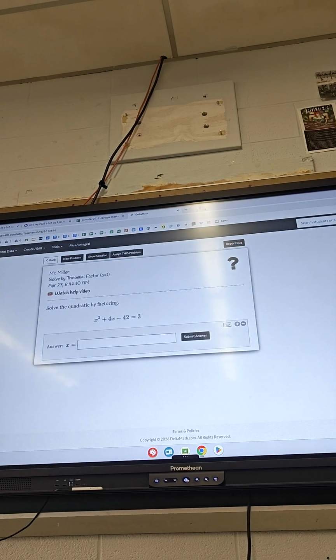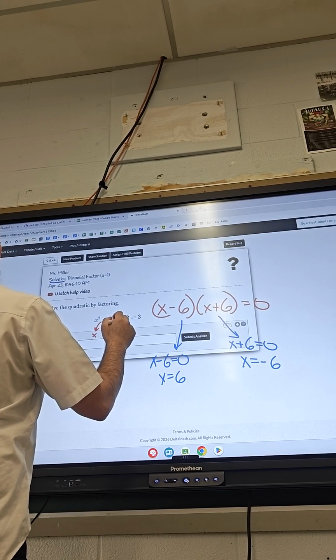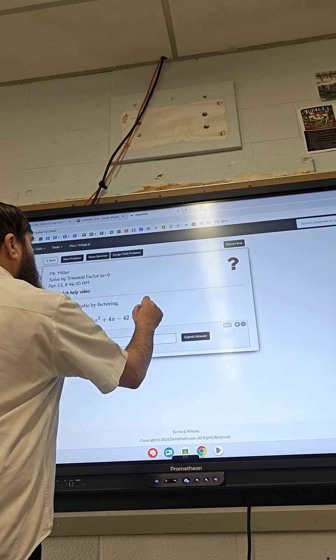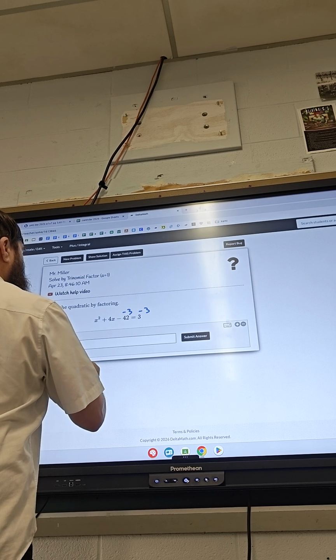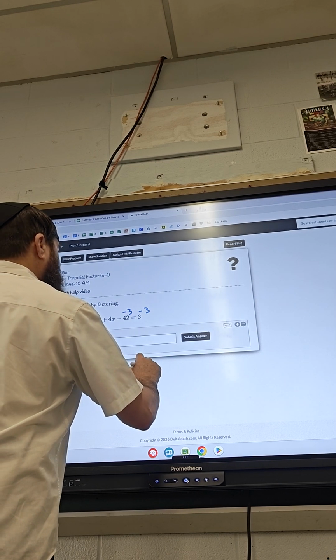So again, these first three sets are the same idea. It's not really doing anything different. This has a little bit of difference. So we need to get all the numbers to the left first before we solve. So I'm going to go minus 3 to both sides. That's going to get me x squared plus 4x minus 45 equals 0.